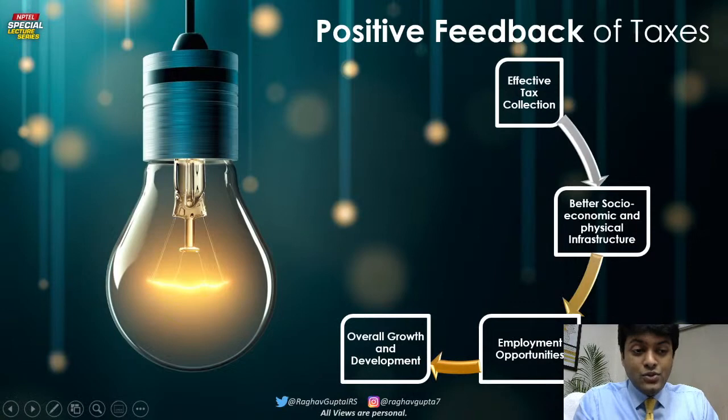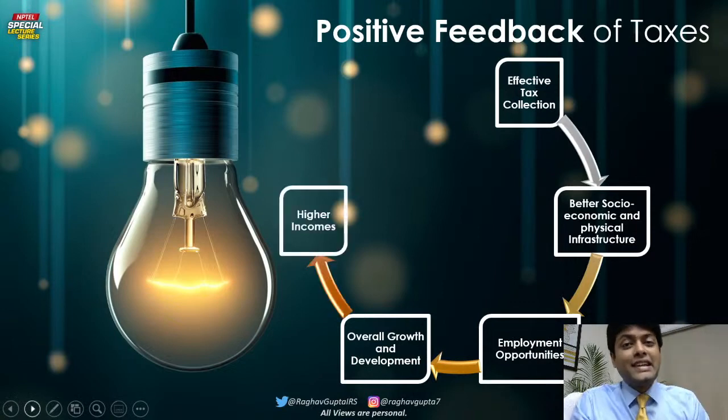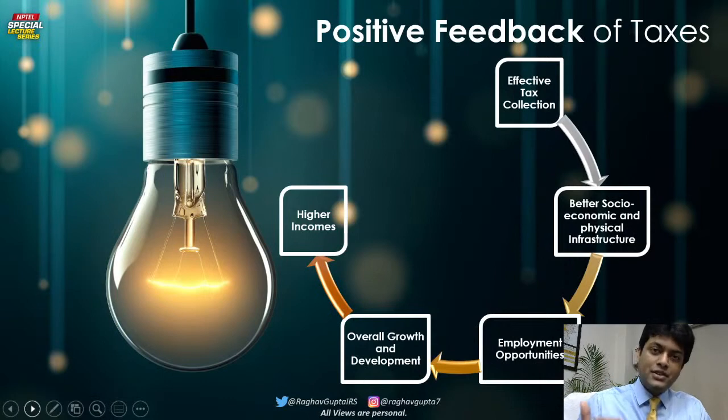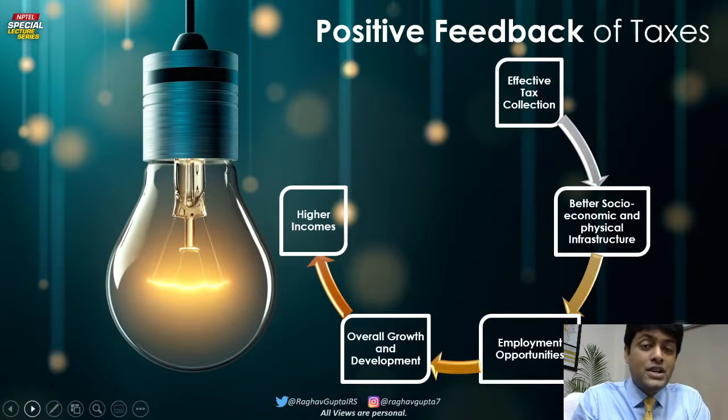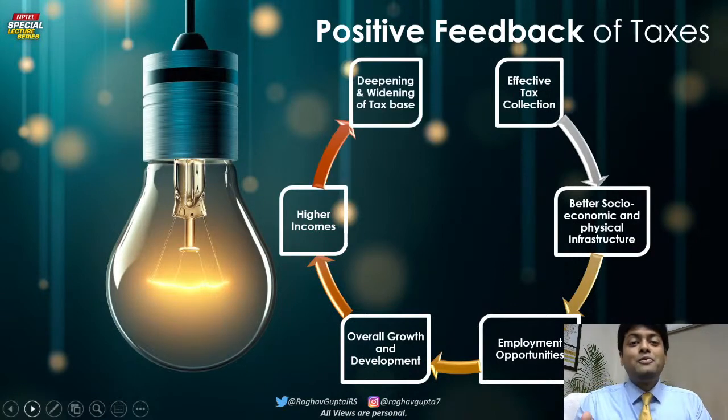And what would that lead to? Well, the next step is higher incomes. So ultimately, if the entire country is developing and people are transforming their lives by leading better lives because of various opportunities in terms of jobs, in terms of taking risks, for example, you could have entrepreneurs who are willing to take risks in a stable economy, then all of that collectively will lead to higher incomes. And you might guess the next step, higher income would mean deepening and widening of the tax base.